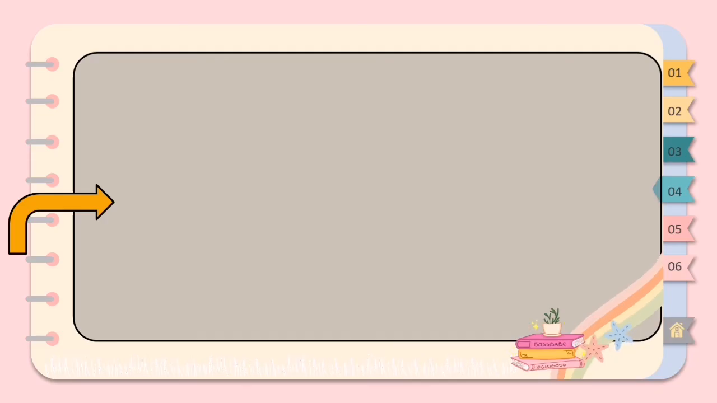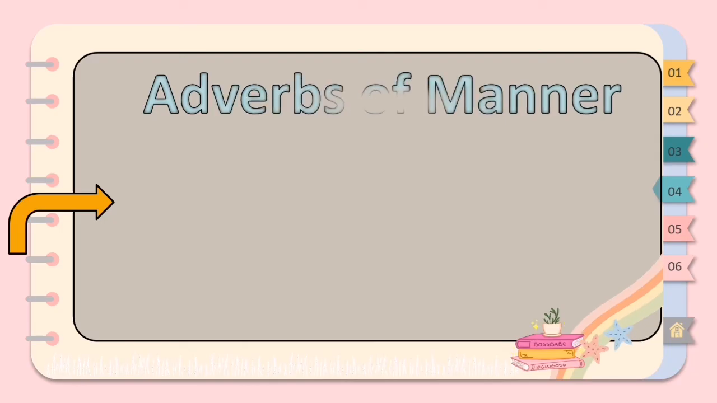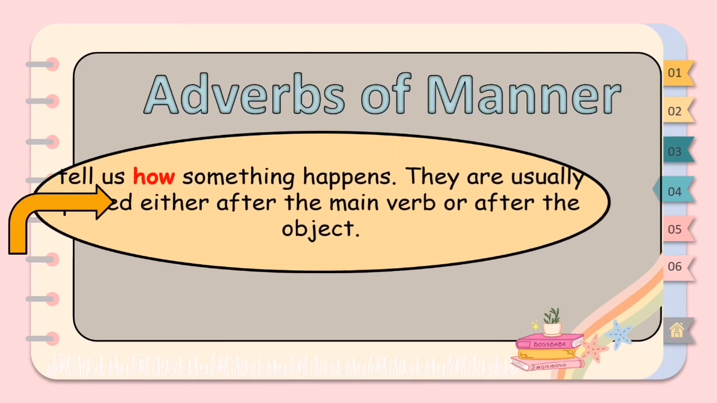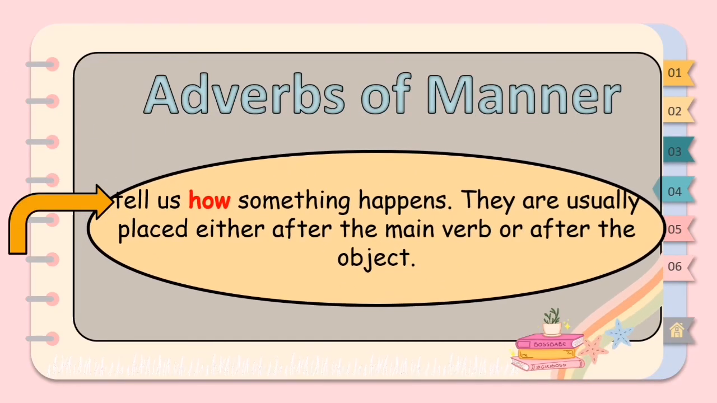Now before we end, again, kids, when we say adverb of manner, they tell us how something happens. They are usually placed either after the main verb or after the object, and it answers the question how.